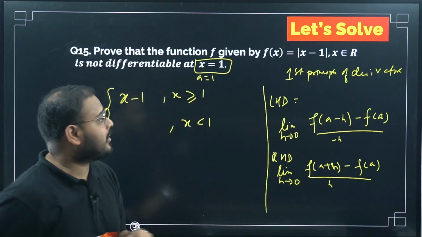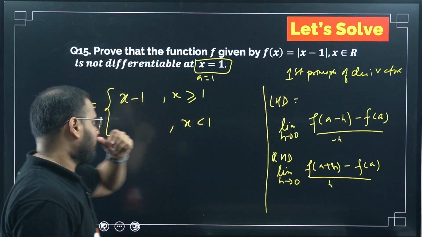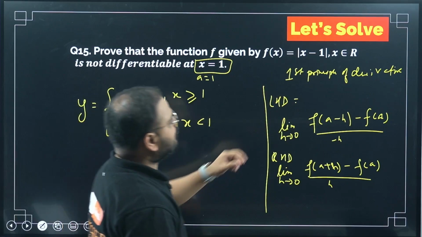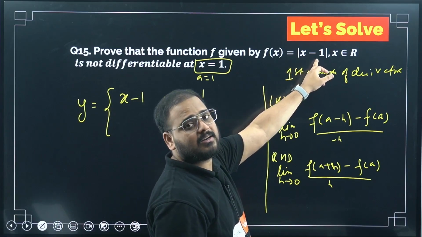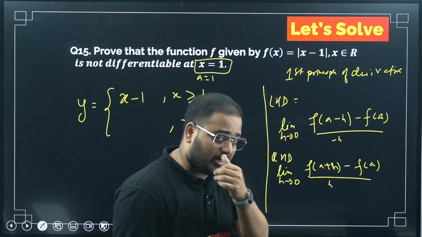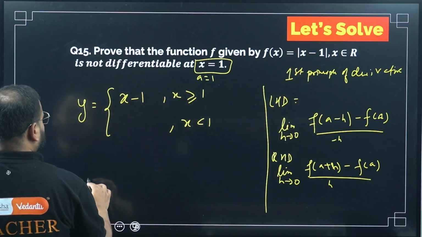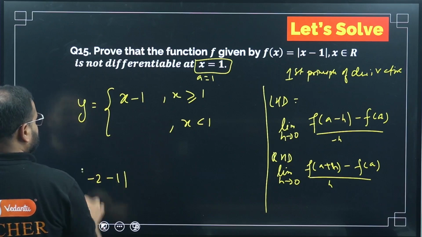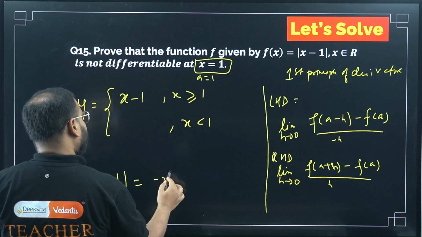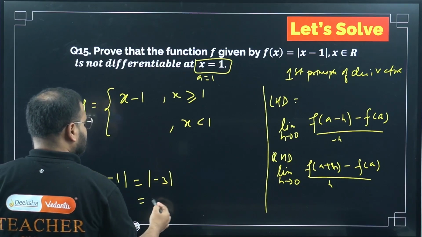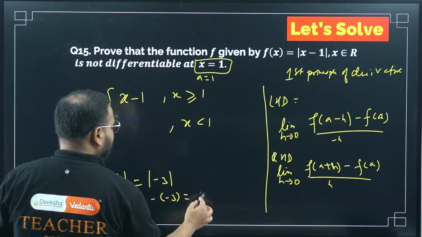What about all the numbers before 1? What will happen? It will open with a minus sign. Check here, minus 2. Minus 2 minus 1 is minus 3. So mod will make it positive. What is the answer now? Minus of minus 3, that is plus 3.